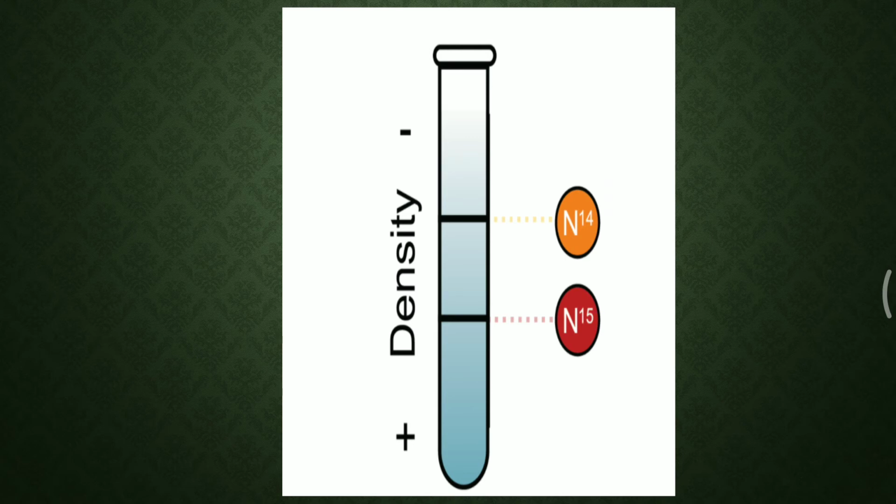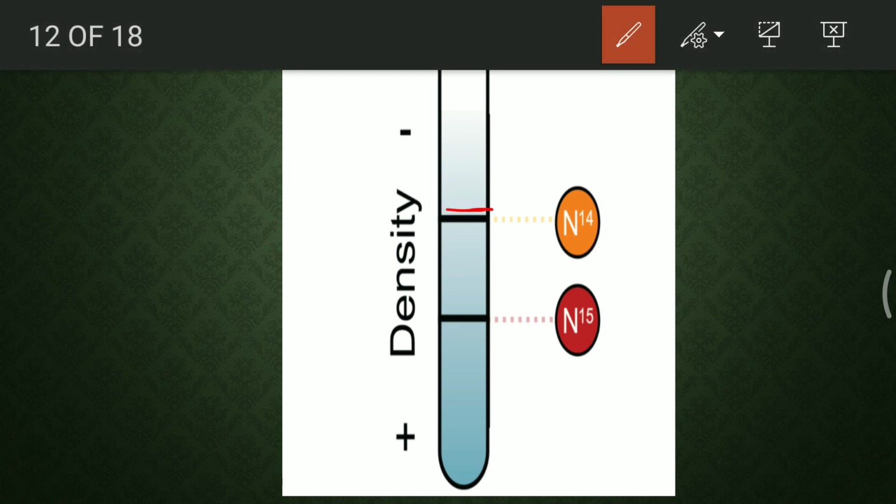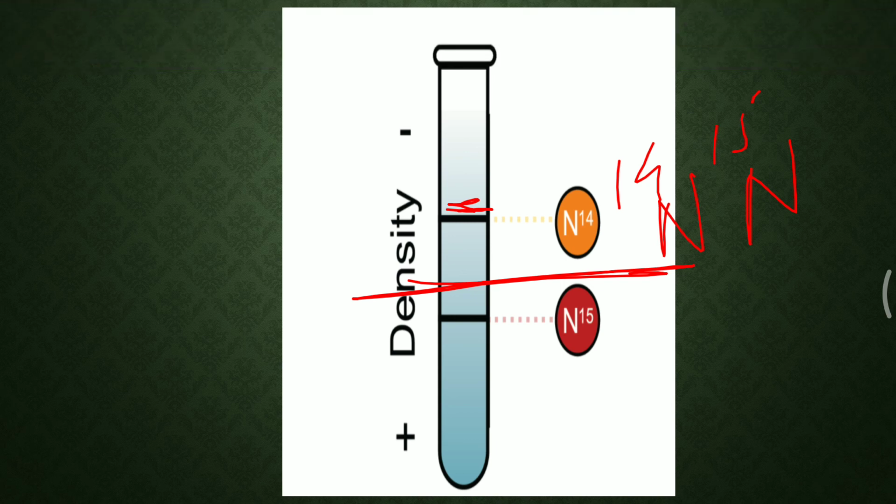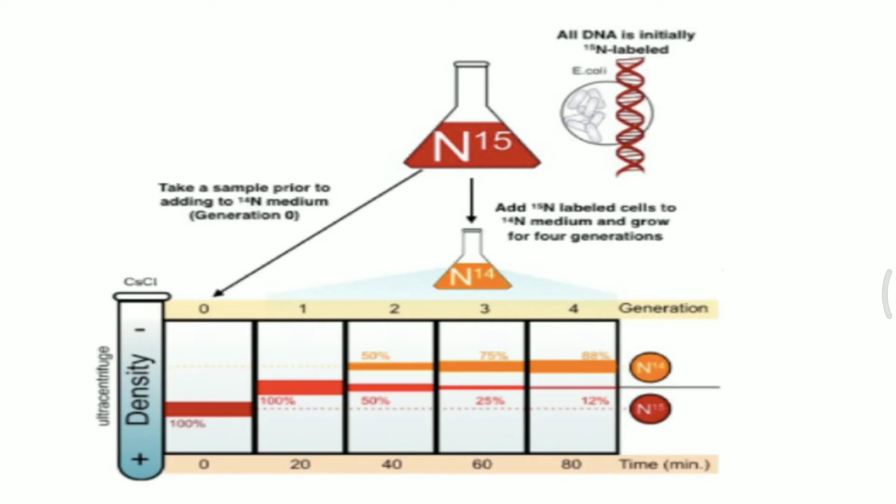Now, this is the idea by which they did the entire centrifugation and separated the DNA. N14 is lighter, so it will be present a little higher than the N15, and N15 being heavier will be below it. In between will be the intermediate strand containing N14 as well as N15. So I think it is a little understood now. This is the entire setup by which it was done.